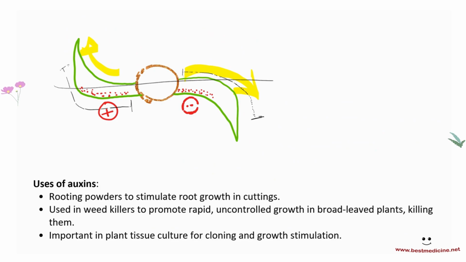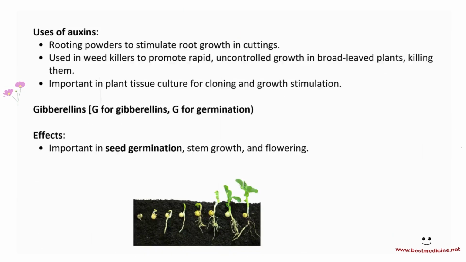The use of auxins: rooting powders to stimulate root growth in cuttings. It is also used in weed killers to promote rapid, uncontrolled growth in broad-leaved plants, killing them. It is also important in plant tissue culture for cloning and growth stimulation. And next up, we have gibberellins.